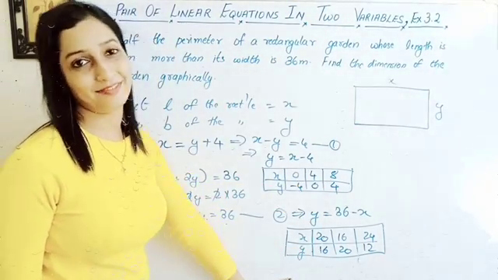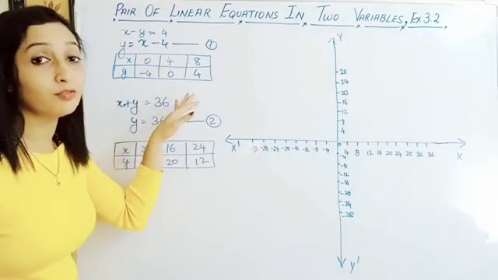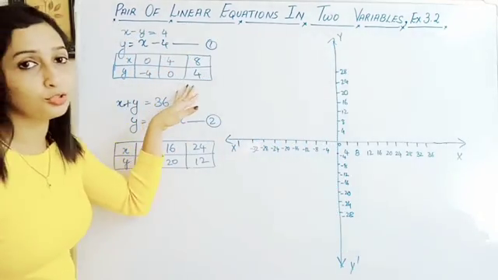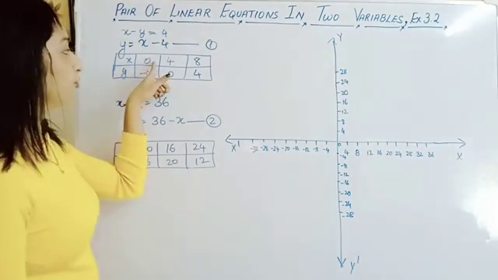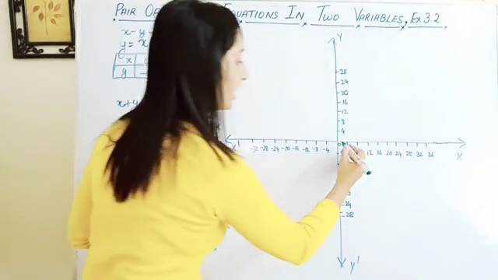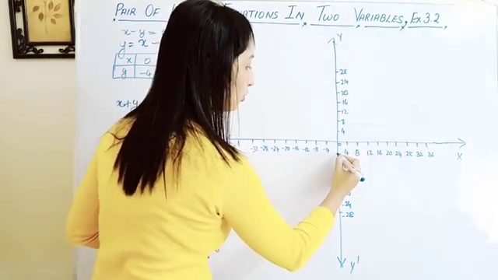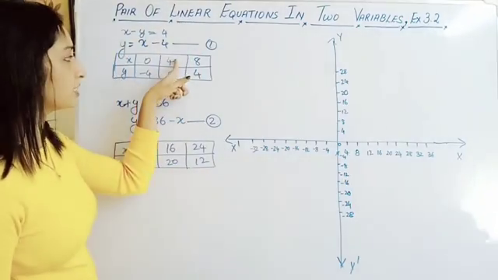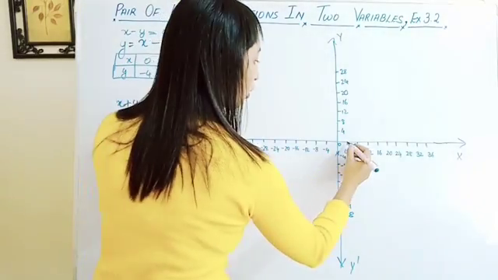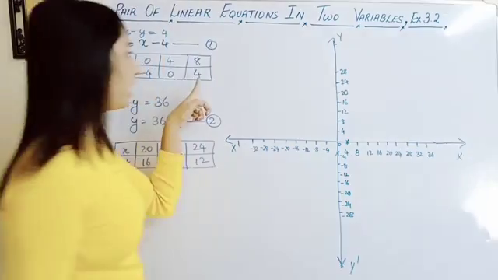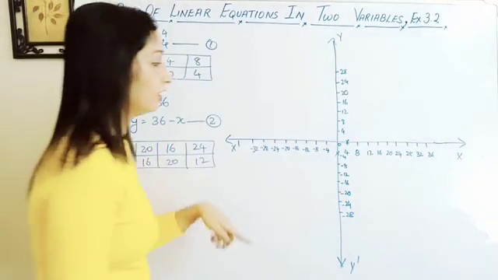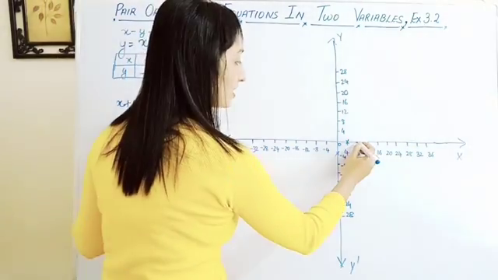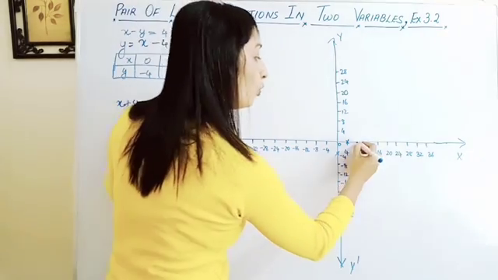Now let's plot the graph. So now I have taken down and written both the equations and the solution set. So first point is 0, minus 4. So x axis 0 and minus 4 on y axis. Now next is 4, 0. 4 on x and 0 on y. Now 8, 4. 8 on x axis and 4 on y axis.